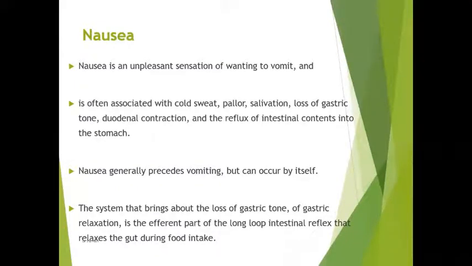Then at the same time, there's pallor and salivation. Pallor means the blood supply to the skin is going to reduce because of the same vasoconstriction, so you can have pallor. Salivation, you know, the sympathetic and parasympathetic is going to increase the volume of saliva production.